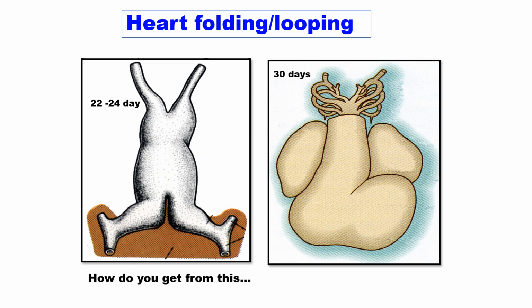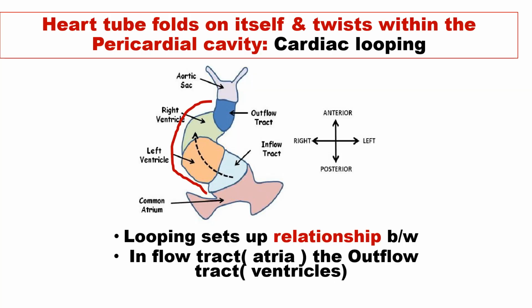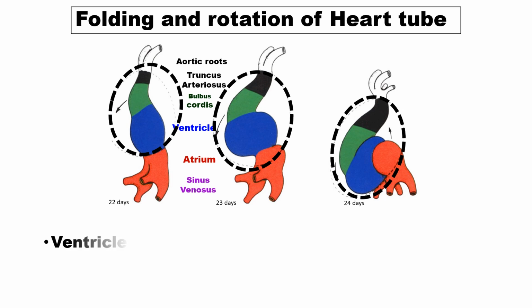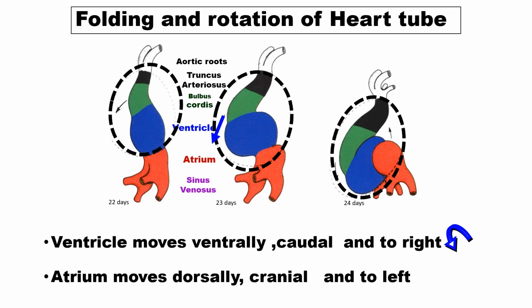How do you get from this to this? The heart tube folds on itself and twists within the pericardial cavity, which is known as cardiac looping. Looping sets up the relationship between the inflow tracts, that is the atria, and the outflow tracts, that is the ventricles. With folding and rotation of the heart tube, the ventricles move ventrally, caudally, and to the right. The atria move dorsally, cranially, and to the left.